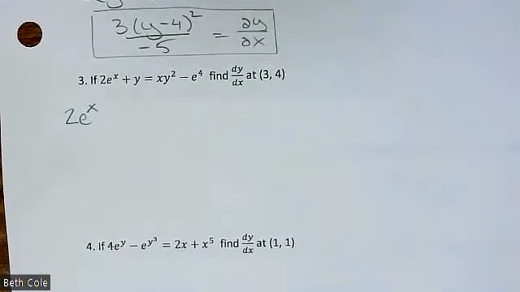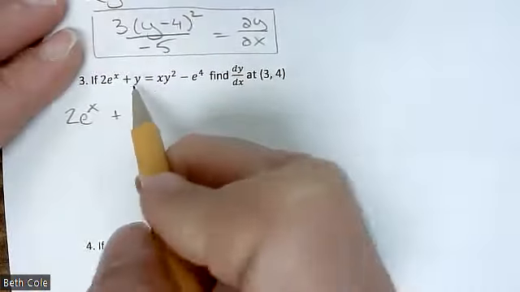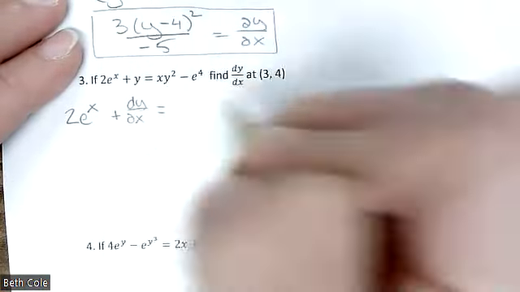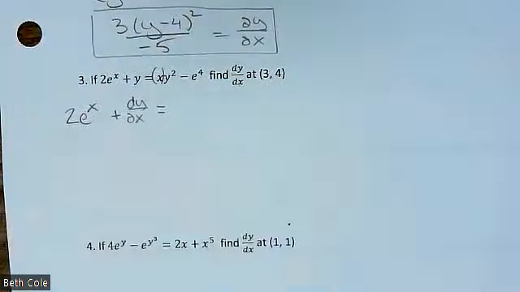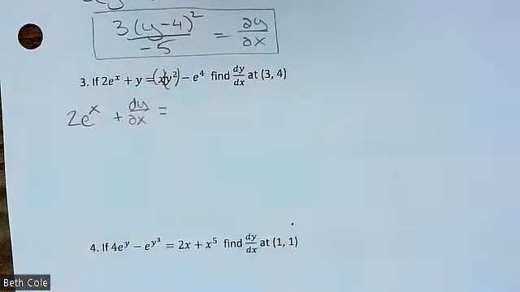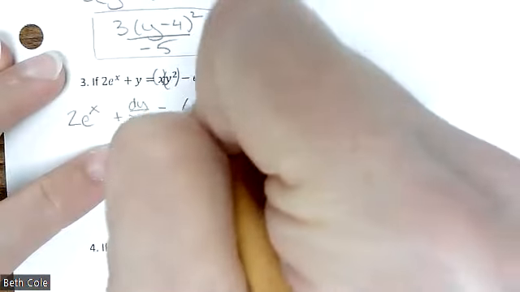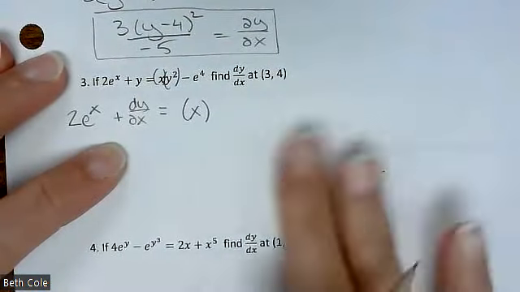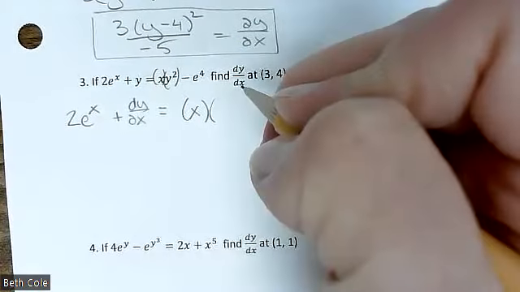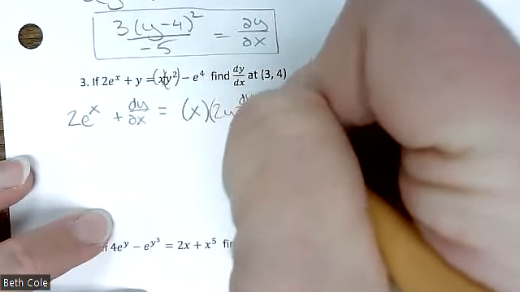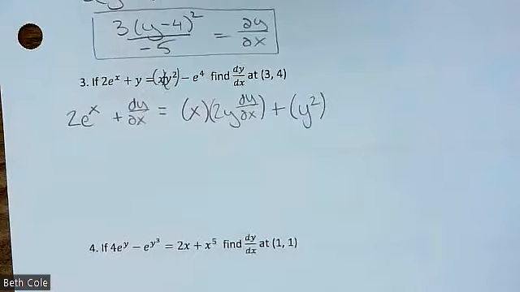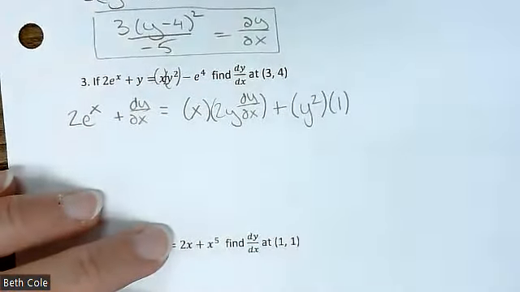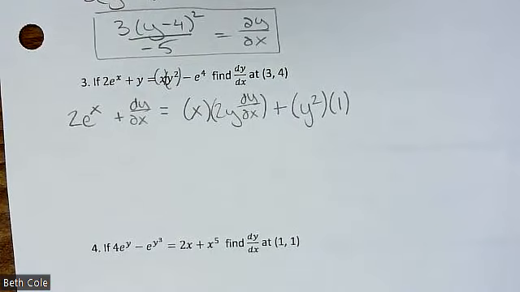Derivative of 2e to the x is 2e to the x, right? Plus dy dx equals, now what rule is this? Good. X is the first thing, y squared is the second thing, okay? So for your product rule, it's first times the derivative of the second, so x times the derivative of y squared, 2y dy dx, plus the second, y squared, times the derivative of x, which is just 1. We're at the point, if you don't want to write that, you don't have to.